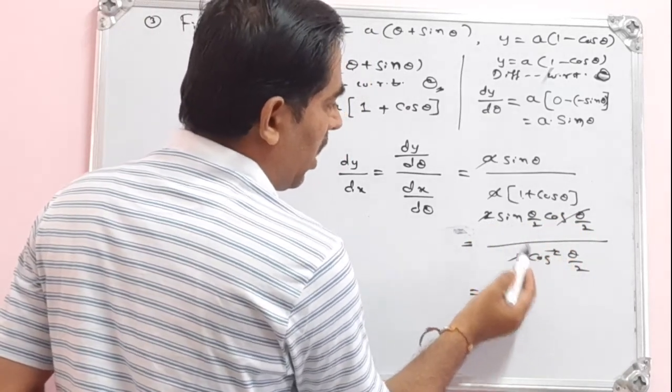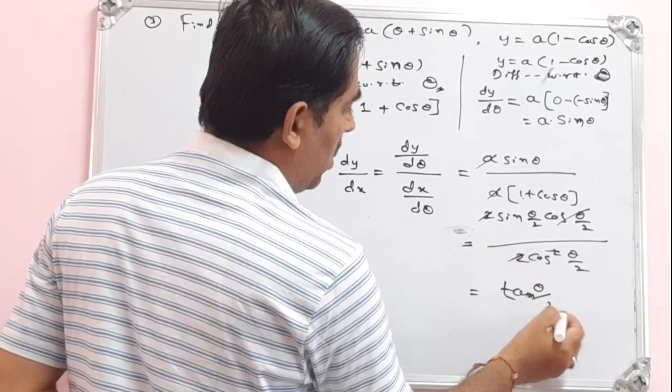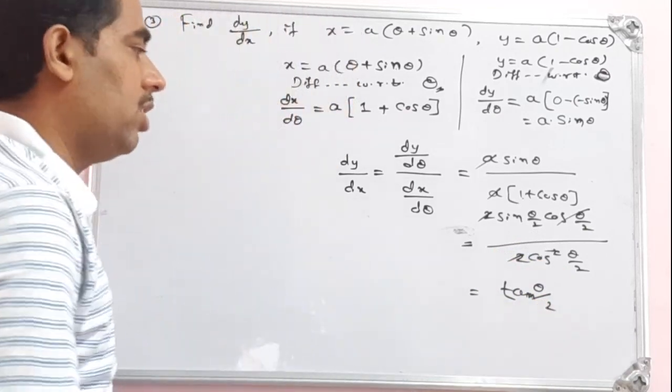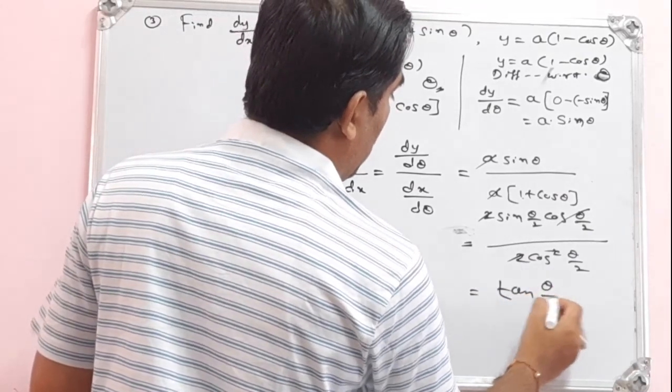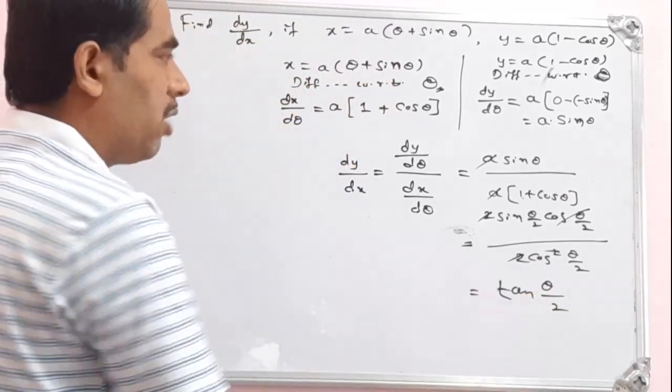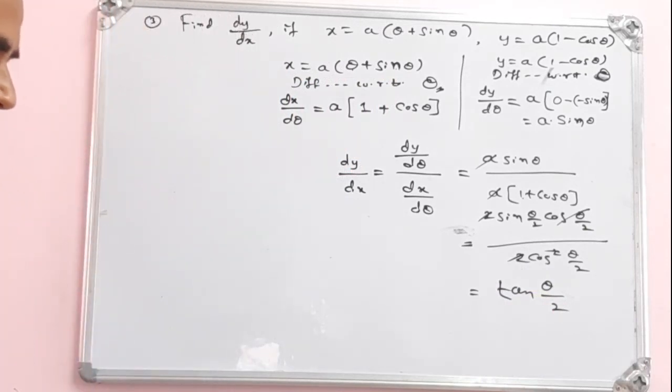Sin divided by cos, sin theta by 2 by cos theta by 2, that is tan theta by 2. So sin by cos, I will get the ratio as tan theta by 2. This is the derivative of the given function. In this way we can differentiate the parametric functions.